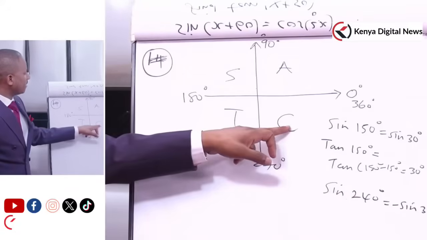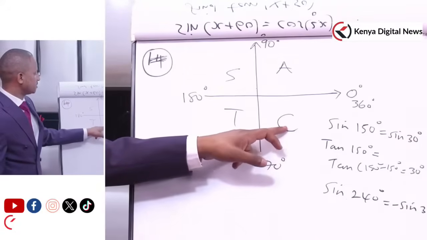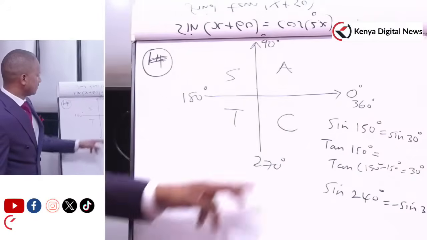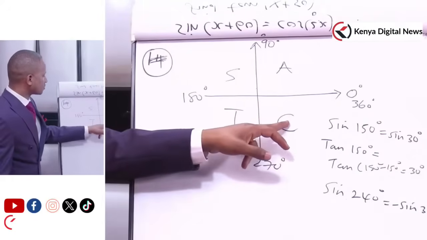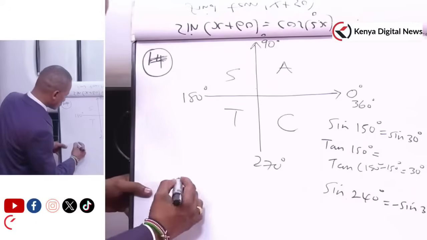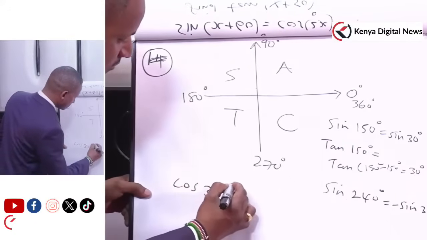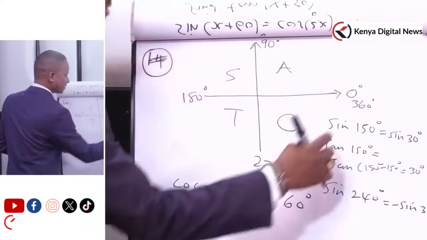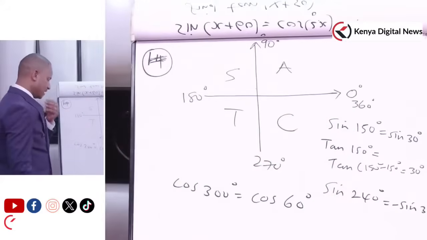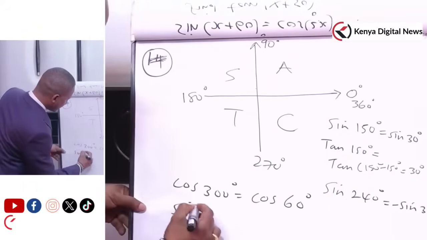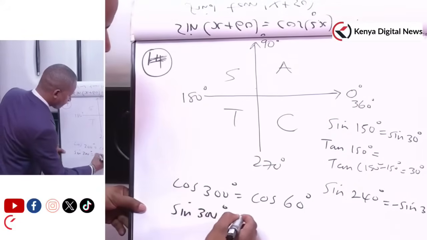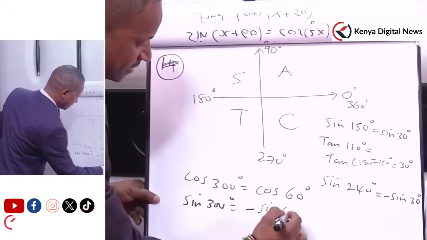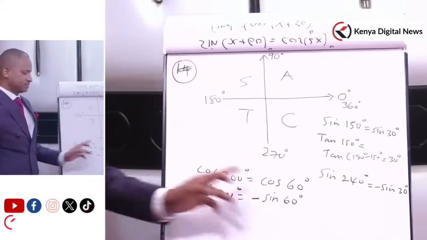If you come here, only cosine is positive. So if you are told 300 degrees, you get cos 300 degrees. So cos 300 degrees is the same as cos 60 degrees, which is 360 minus 300. But if you are told to find sine 300 degrees, it will be negative. It is negative sine 60 degrees.